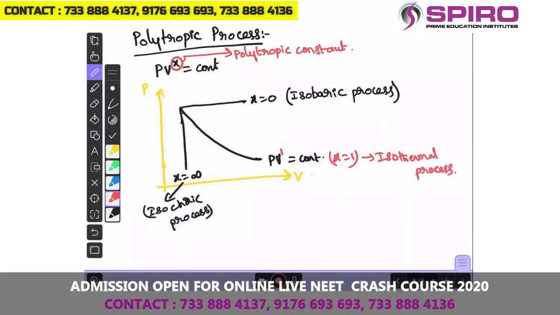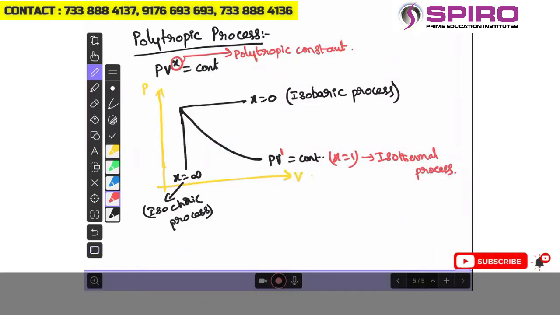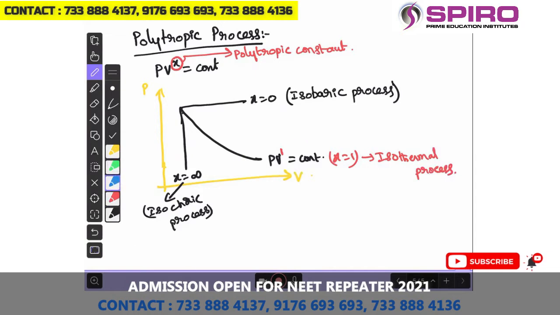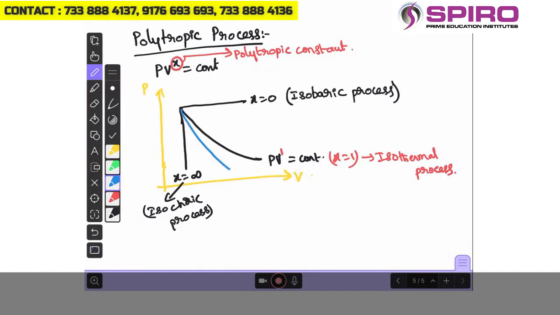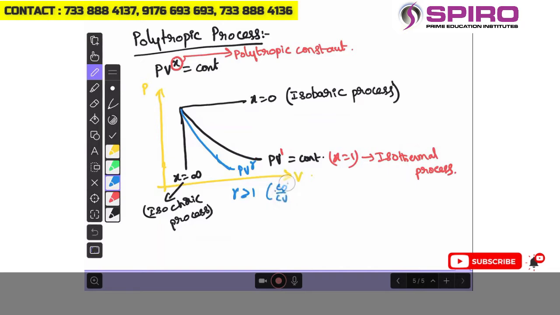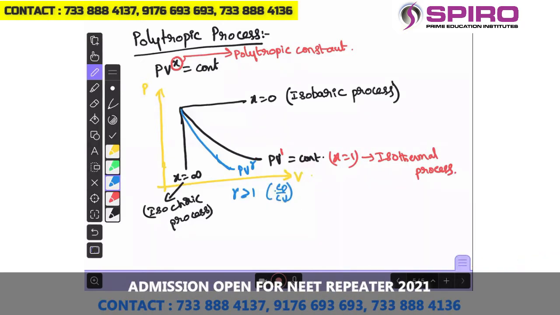And you see the different curves. For the adiabatic process, you take an X value greater than 1. Any curve for which X value is greater than 1 will be obtained somehow like this. This is somewhat of the curve PV power gamma equal to constant. In this curve, PV power gamma, gamma value is greater than 1, and that is nothing but Cp by Cv. Cp is always greater than Cv, that's why gamma value will be greater than 1, and this is indicating the adiabatic process.